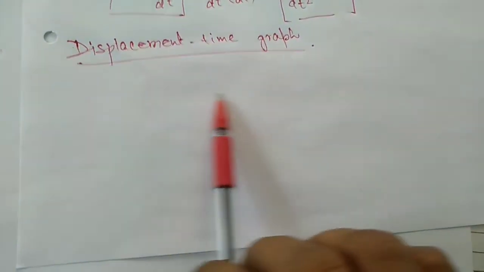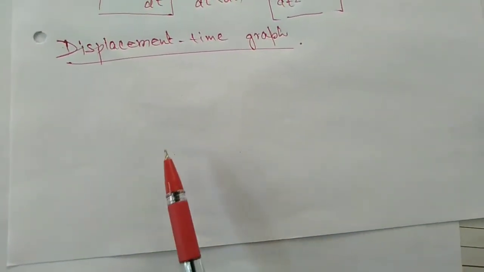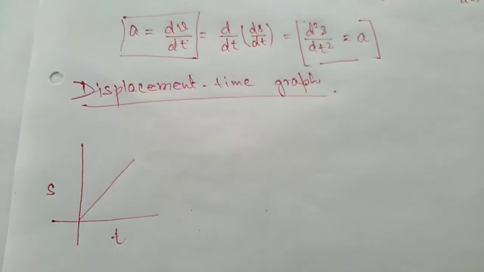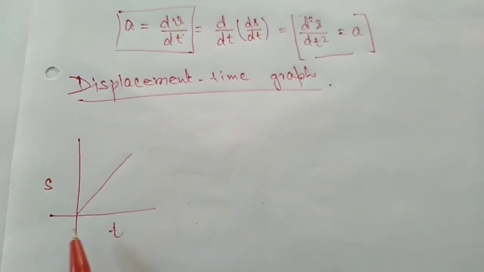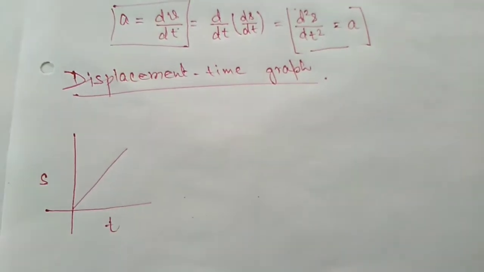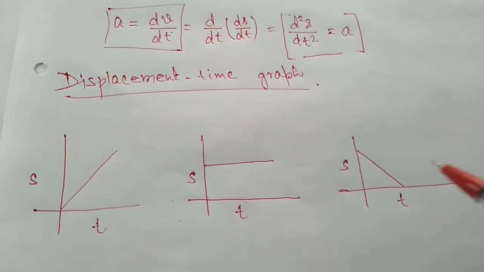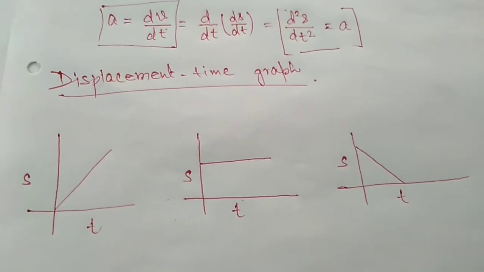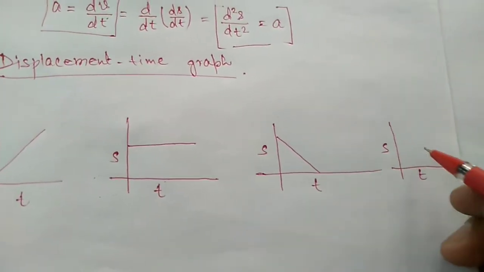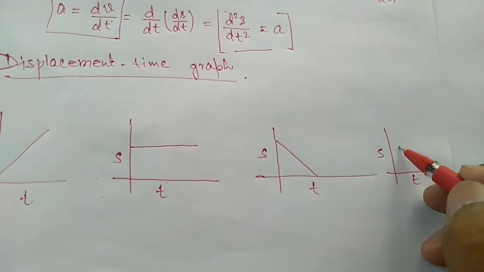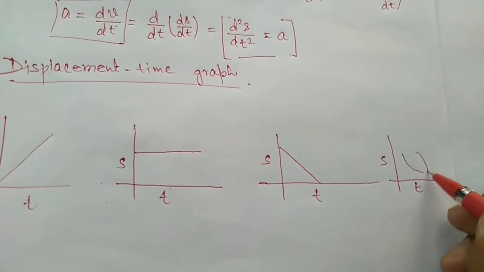First of all, I am going to draw all the possible graphs that you can see in the book. So first possibility, it will be a straight line in this direction. Second, horizontal to the time axis. Third, declining to the time. Or the last, in which the graph will be in the form of a curve like this or like this or any form.